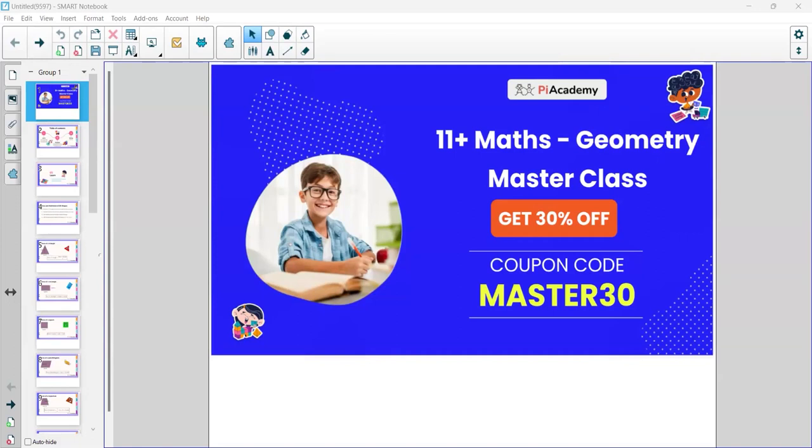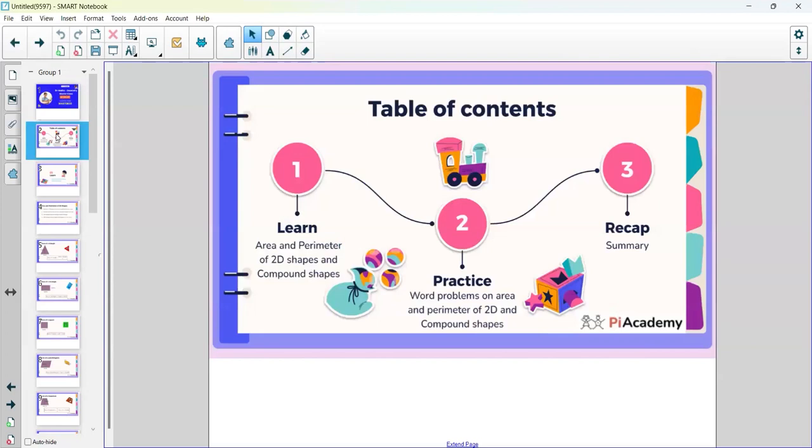Okay, so let's get started. Here we have our table of contents. First, we'll be learning area and perimeter of 2D and compound shapes. In this learning session, we will focus on all the important formulas of areas and perimeters of different types of quadrilaterals alongside triangles. The objective is to learn the formulas, understand what is present in each formula, and use the formula accurately to solve the question. All these basics will be covered in the learning session, which is the first half of the class.